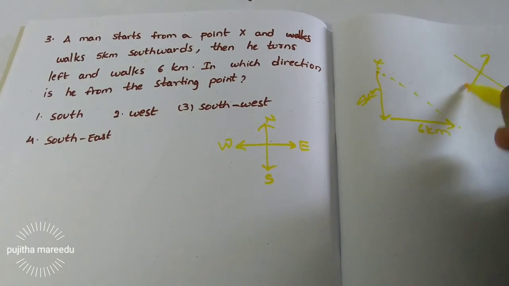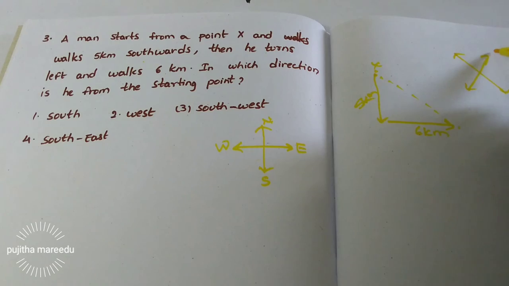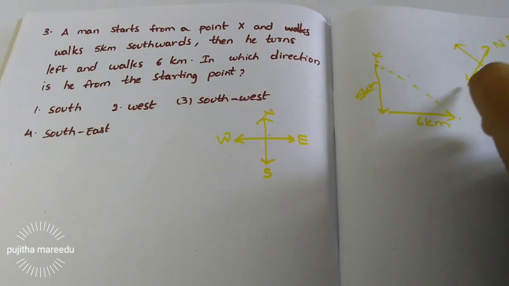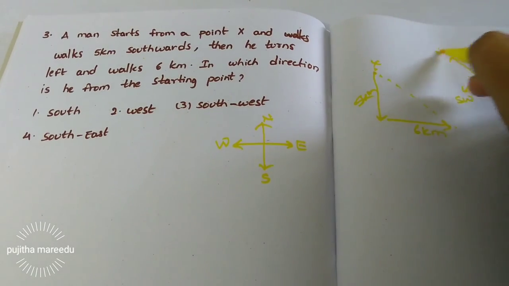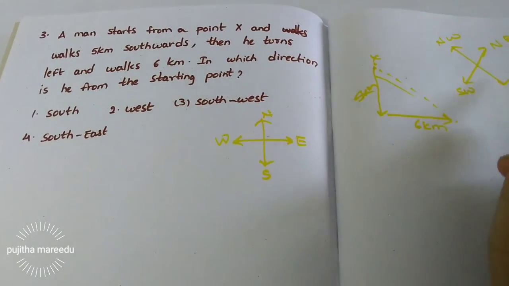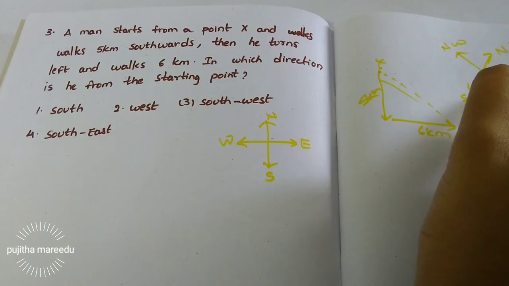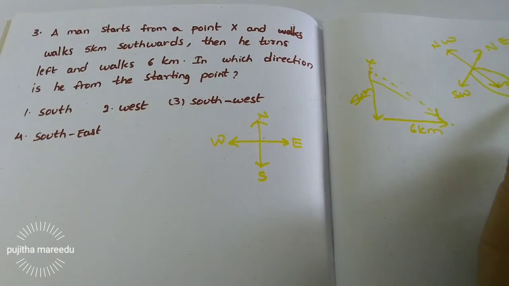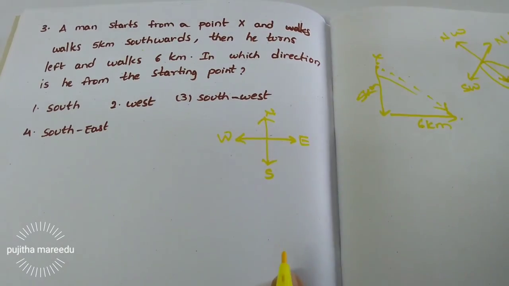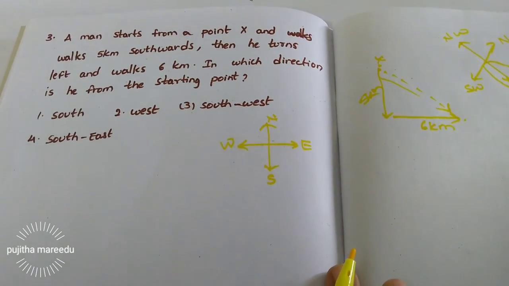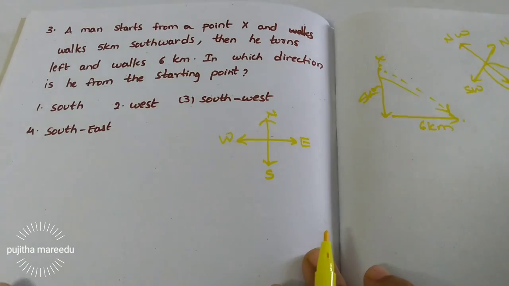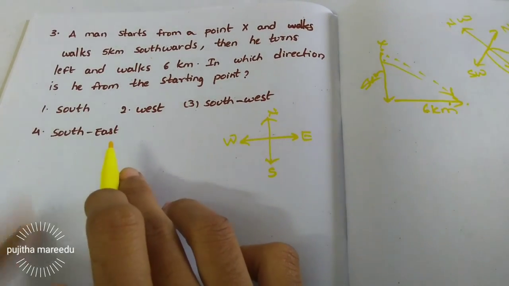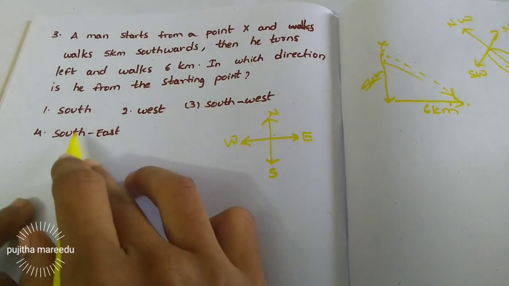Subdirections: northeast, southeast, southwest and northwest. What is this direction? So this direction is southeast. Clearly, the man is in southeast direction from the starting point. So the answer is southeast.